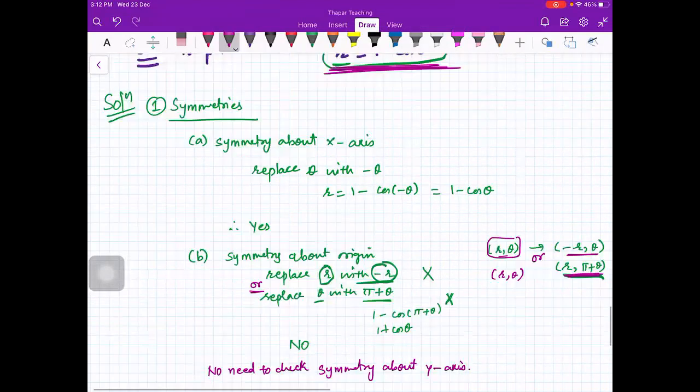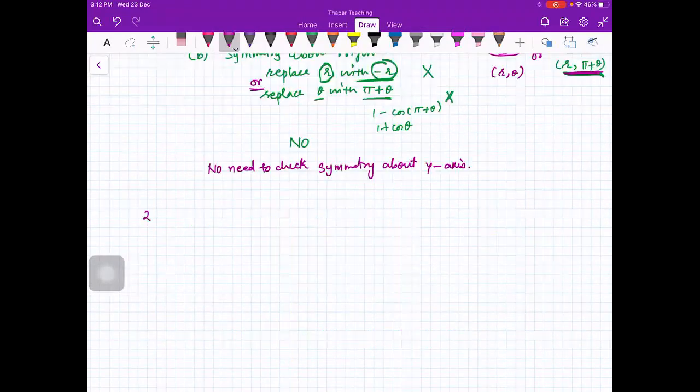Okay. Now let us go to the second step. We will put r equal to 0. So what will you get? 1 minus cos theta equal to 0. So 1 minus cos theta equal to 0 means cos theta is equal to 1. That is, theta is equal to 0 or 2 pi.